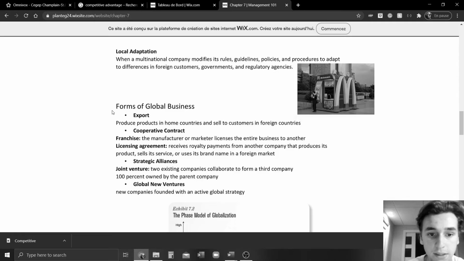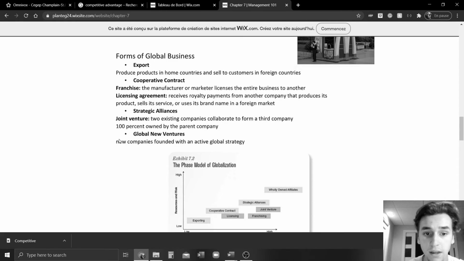Forms of global business: there's export, cooperative contract, strategic alliance, and global new ventures. So export means producing products in your own country and selling to customers in foreign countries. Cooperative contracts include franchise and licensing agreements. A franchise is when the manufacturer or marketer licenses the entire business to another, such as Tim Hortons. A licensing agreement receives royalty payments from another company that produces its product, sells its service, or uses its brand name in a foreign market.